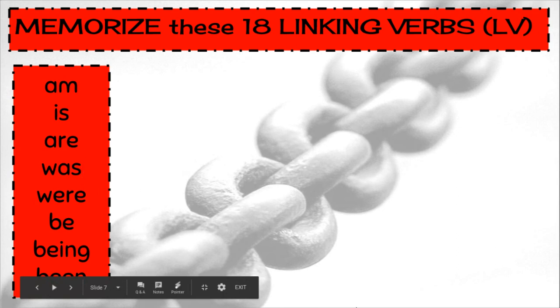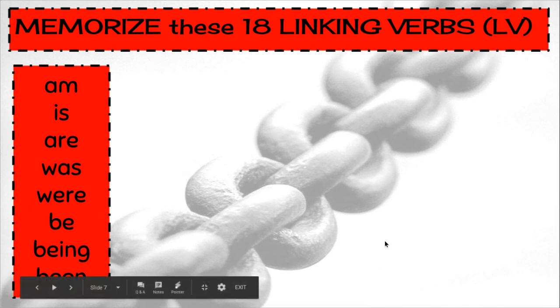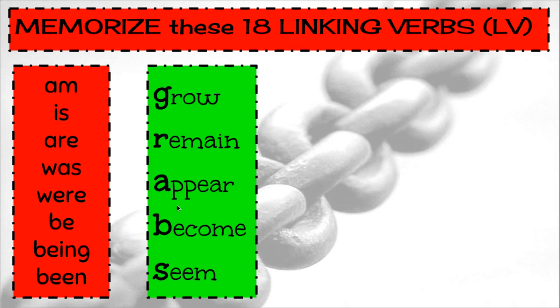Am, is, are, was, were, be, being, been. You might have heard of these verbs when you learned about your helping verbs. They are the same. And so it's really important that you understand how they're being used in a sentence. We also have another 5 that work well with this mnemonic: grabs, grow, remain, appear, become, and seem. And just like any verb, it can be used in present tense or past tense with a singular subject or plural. So sometimes you might have to add an S or an ES or an ED or change the form of the verb. But this is the base form.